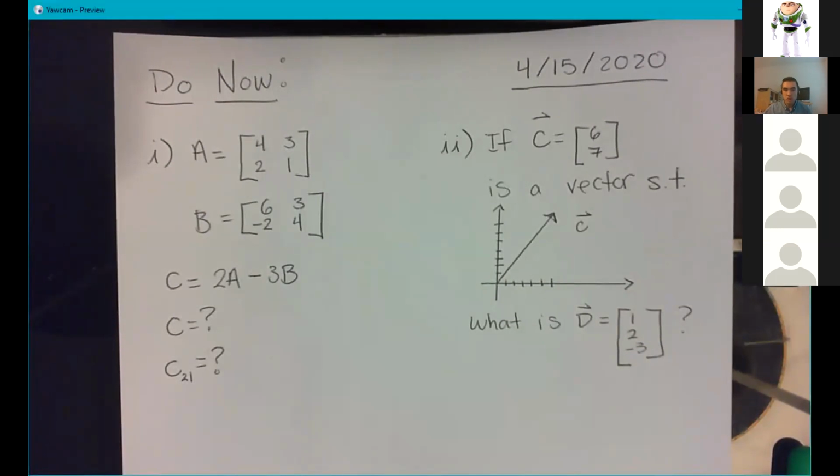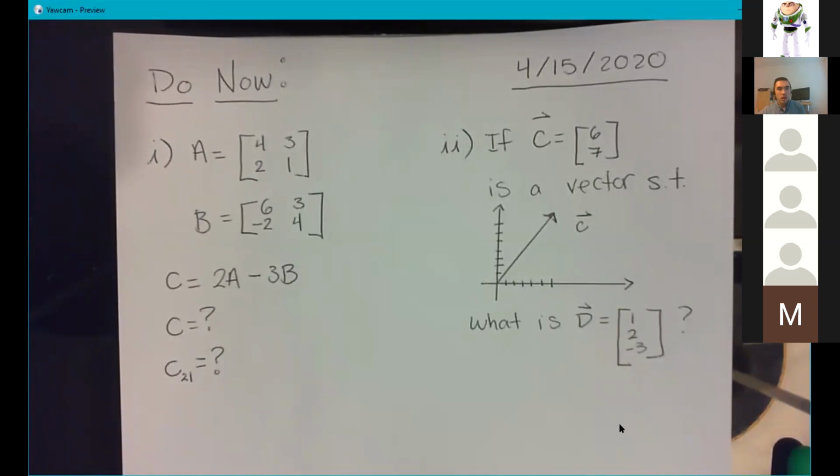I'll take attendance in a few minutes, but I'll go ahead and start now by talking about the warm-up. So item number one, I've defined two matrices, and normally you'll get a defined matrix that's a capital letter, just out of tradition. It doesn't really mean anything or matter. In a world where matrix A is defined as being 4, 3, 2, 1, and matrix B is defined as being 6, 3, -2, 4, solve for matrix C for me, where C is defined as being equal to 2A minus 3B.